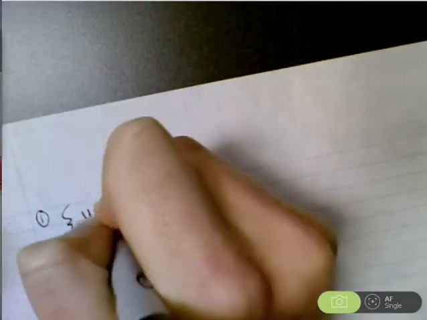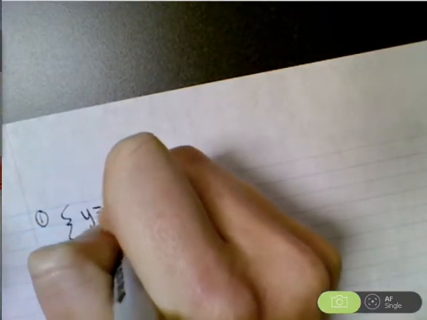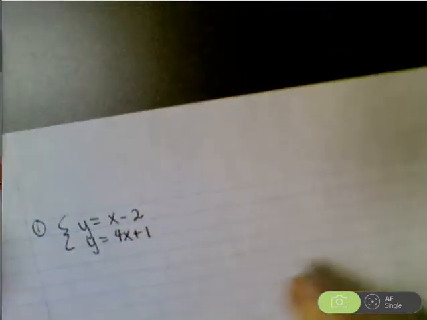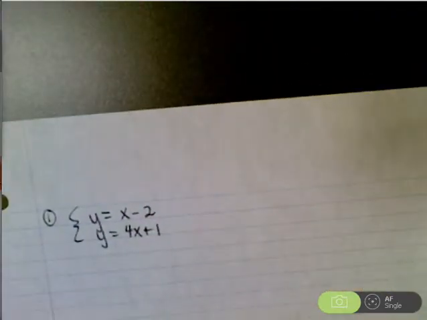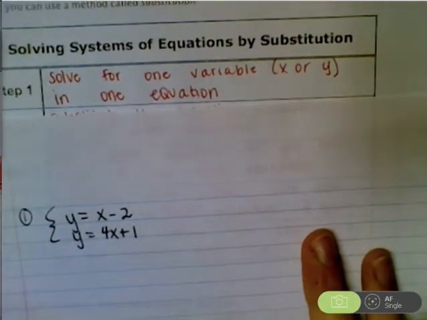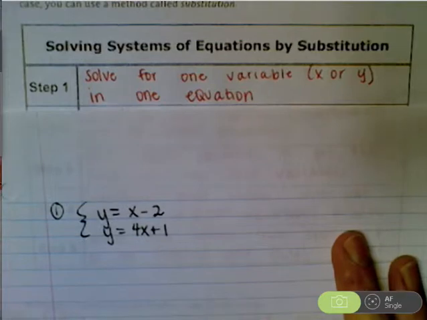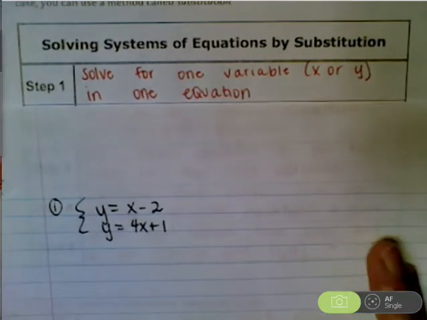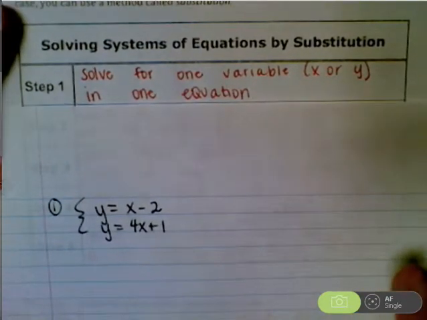says y equals x minus 2 and y equals 4x plus 1. So for this first question, we're going to go through each one of the steps. Step 1 says to solve for one variable in one equation.